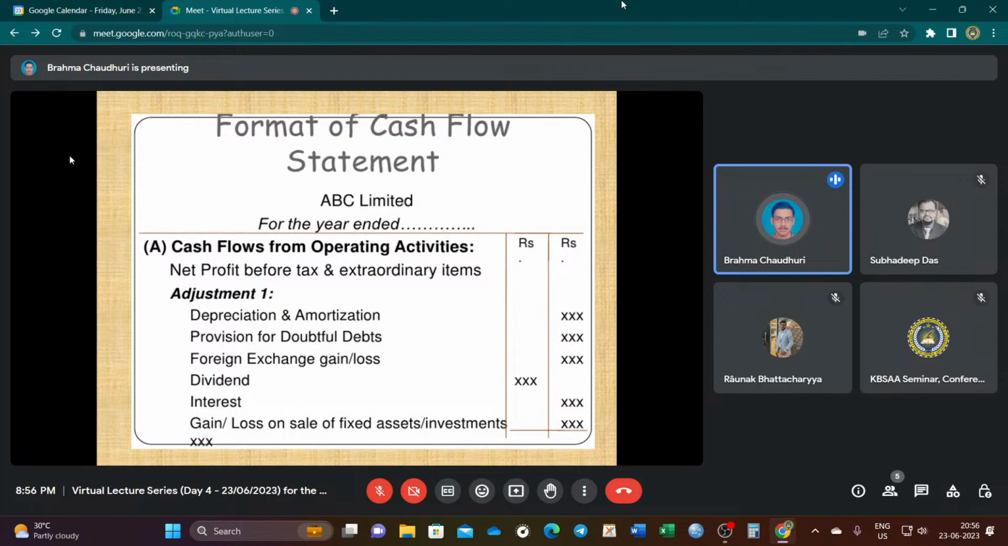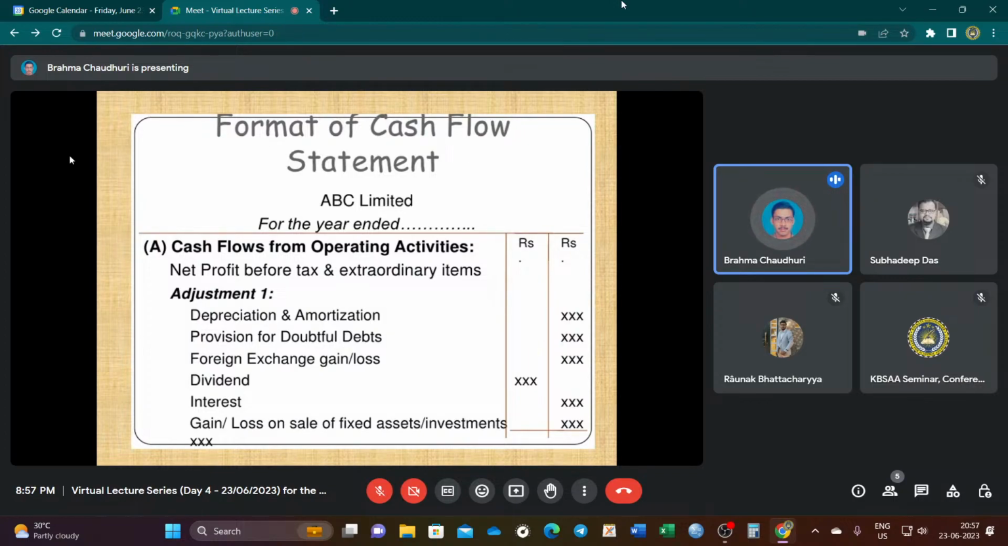In the first stage, we will have to show the cash flows from the operating activities. In the second stage, we will have to show the cash flow from the investing activities. And in the third stage, we will have to show the cash flows from the financing activities. Now, the cash flow statement may be prepared either through the direct method or through the indirect method. I will illustrate both the direct method and the indirect method when I solve the problems.